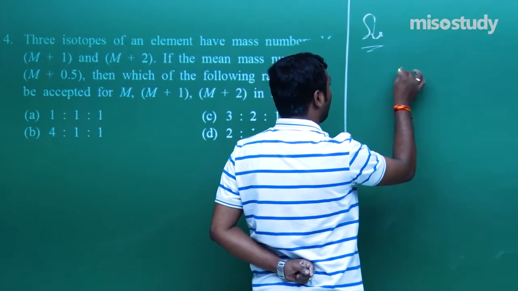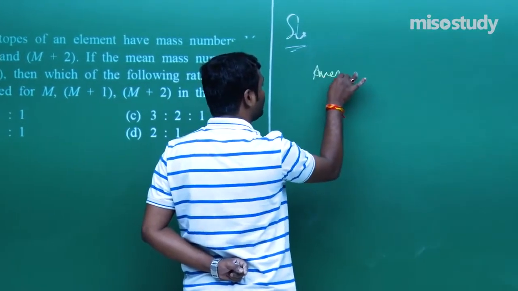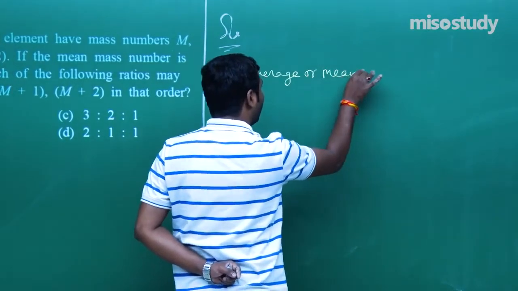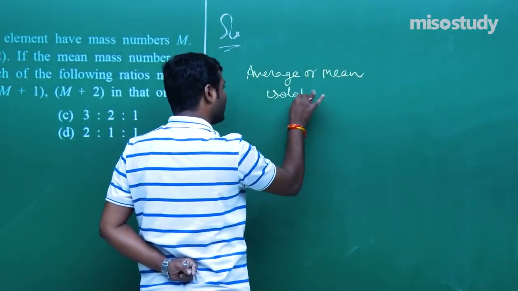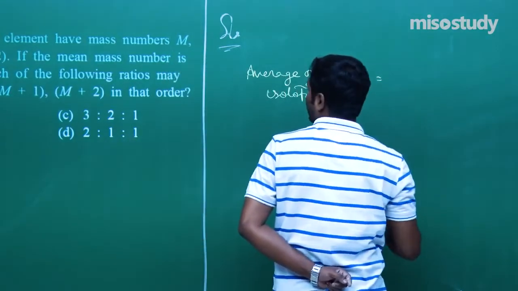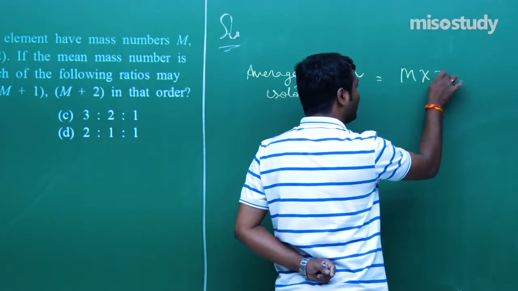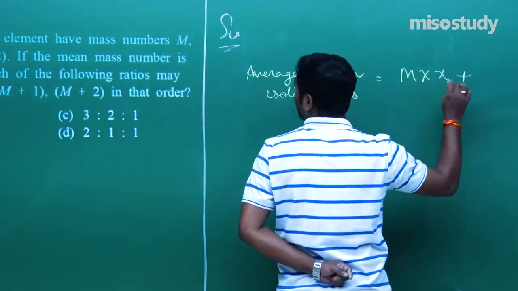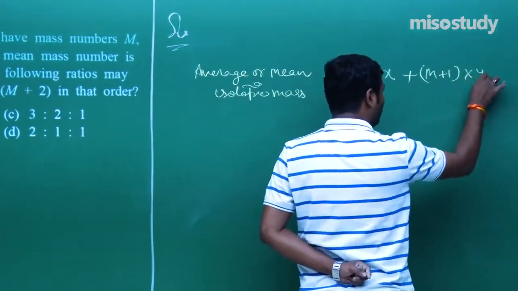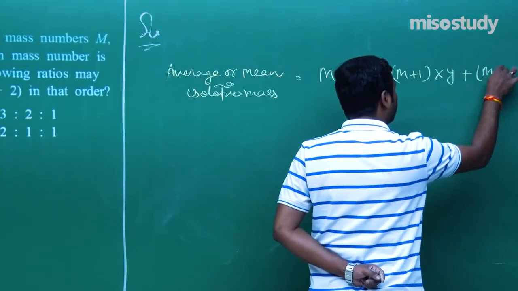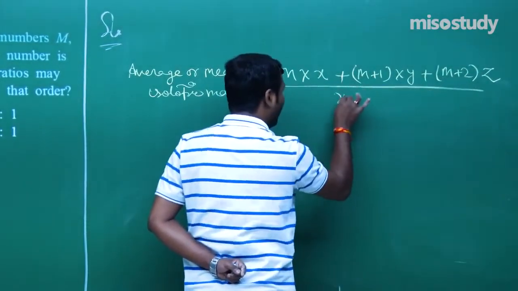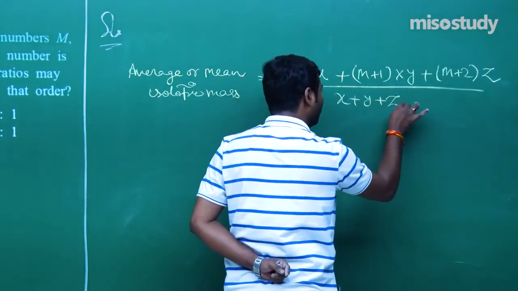Look at, as we know the formula, that is average or mean isotopic mass. Average or mean isotopic mass is equal to, what is the formula? That is mass number into the ratio plus mass number, that is the mass number of second isotope, m plus 1 into the ratio, and the m plus 2 into the ratio, the mass of the third isotope, divided by x plus y plus z, that is the ratio.